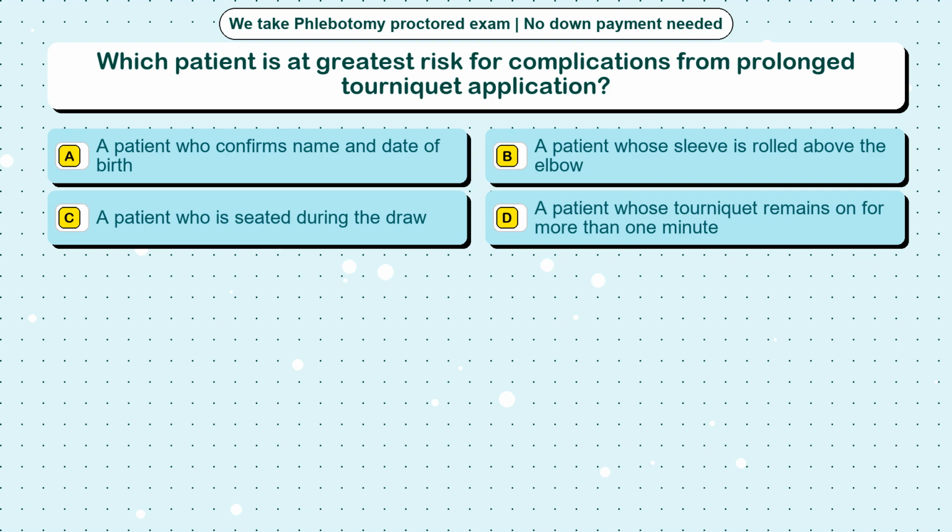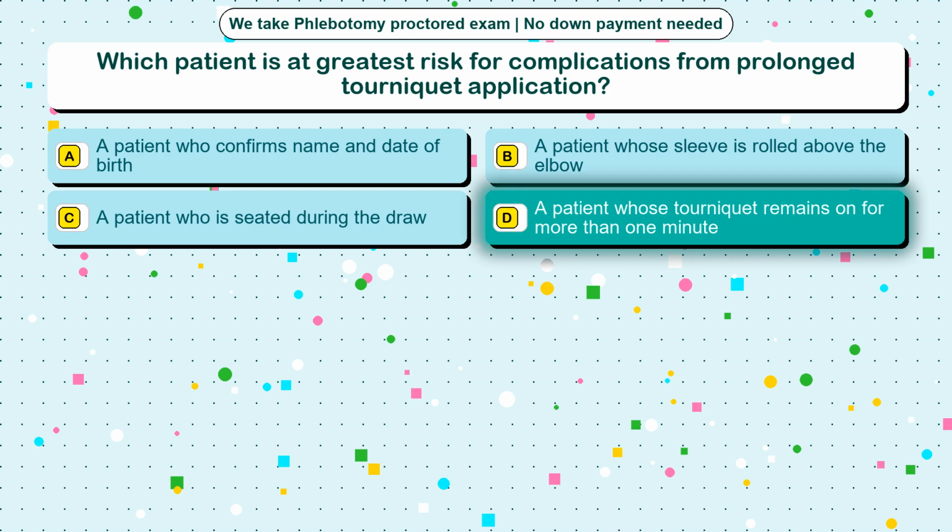Question 42. Which patient is at greatest risk for complications from prolonged tourniquet application? Option A, a patient who confirms name and date of birth. Option B, a patient whose sleeve is rolled above the elbow. Option C, a patient who is seated during the draw. Option D, a patient whose tourniquet remains on for more than 1 minute. The correct answer is option D, a patient whose tourniquet remains on for more than 1 minute.